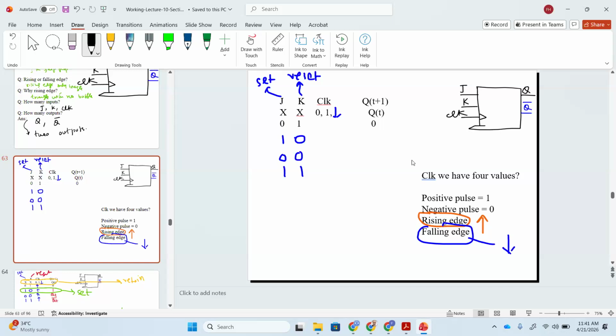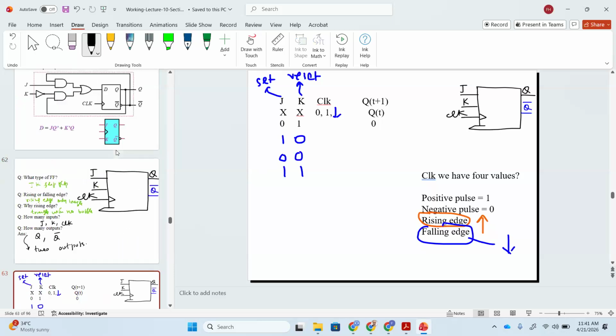Please remember, whenever we talk about the clock, we have four values. We have a positive pulse, which is represented by logical 1, a negative pulse, which is represented by logical 0, the rising edge, which is represented by the red color in this example, and the falling edge, which is shown in the blue color. The falling edge is a transition from 1 to 0. The rising edge is a transition from 0 to 1.